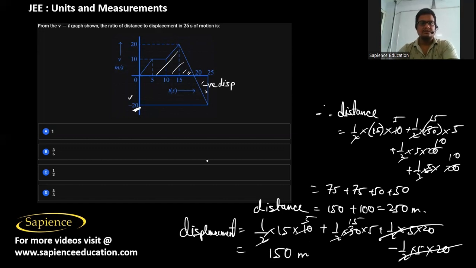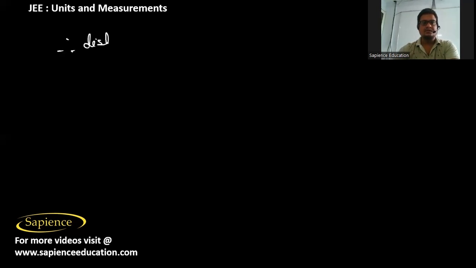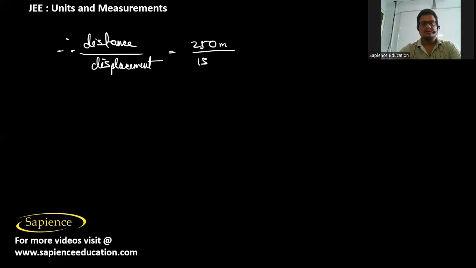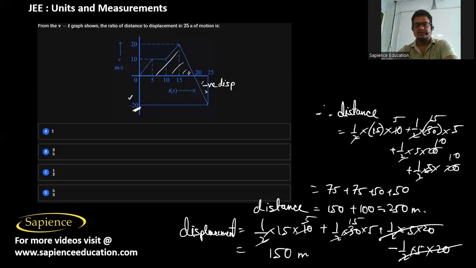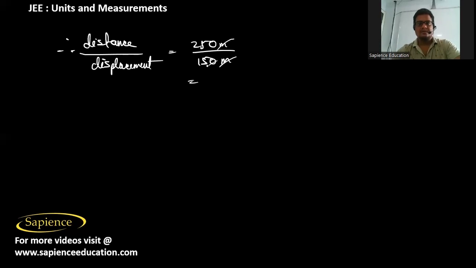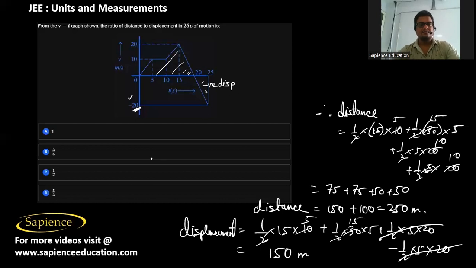meters. So therefore, we have to find the ratio of distance to displacement in 25 seconds of motion. Therefore, the ratio of distance to displacement in the first 25 seconds of motion, that is 250 meters by 150 meters, 250 by 150. So that will be 5 3s are 15, 5 5s are 25. So this is equal to 5 by 3. That means option D is the correct answer.